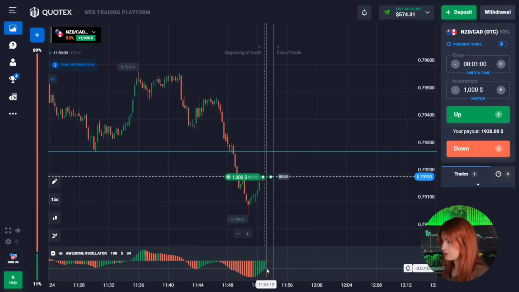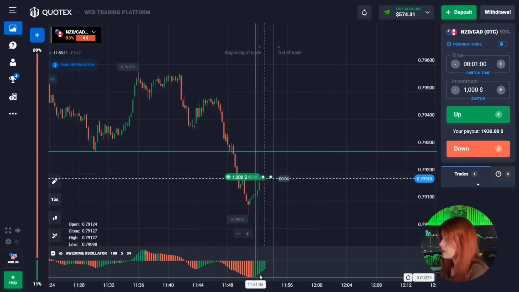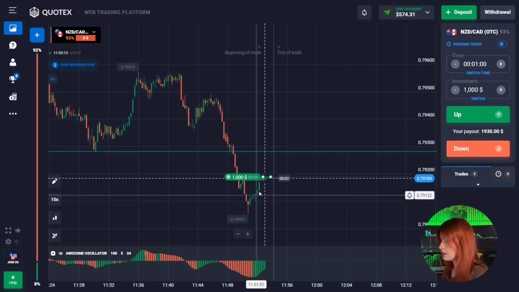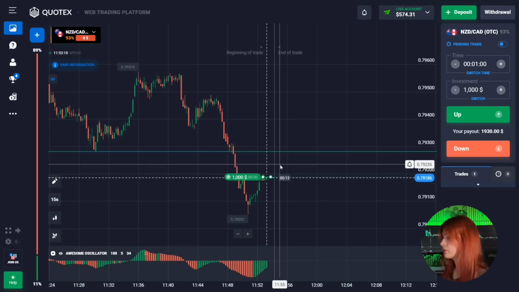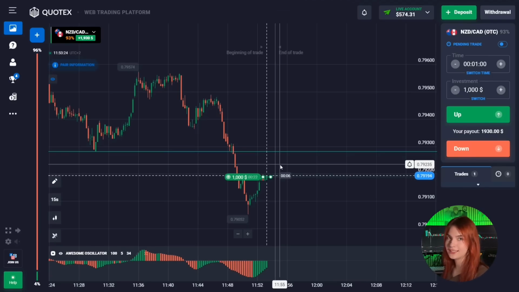At the moment, green histogram is being formed. This means that volumes are growing, and upward movement is expected in the near future. Guys, on this upward corrective movement we'll try to make money here. I hope that 1 minute will be quite enough for us here, and so let's wait for the result.